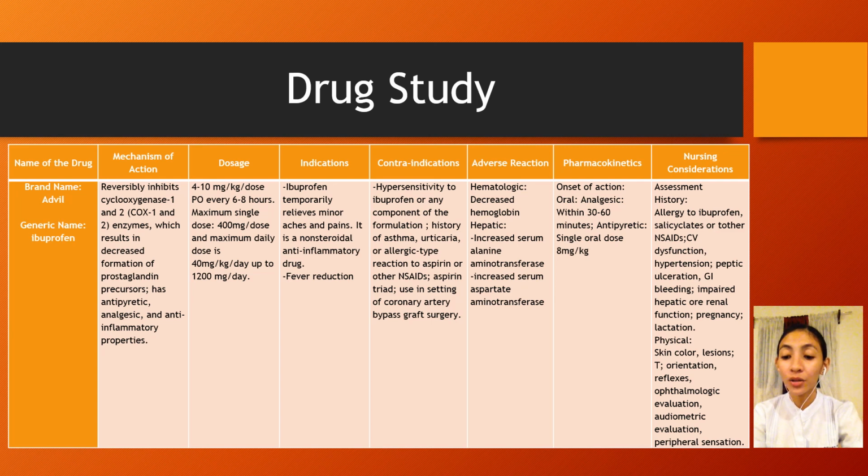The pharmacokinetics: onset of action oral, analgesic within 30 to 60 minutes, antipyretic single oral dose 8 mg per kilogram. Nursing considerations: assessment, history, allergy to ibuprofen, salicylates or other non-steroidal anti-inflammatory drug, CV dysfunction, hypertension, peptic ulceration, gastrointestinal bleeding, impaired hepatic or renal function. And for the physical: skin color, lesions, orientation, reflexes, ophthalmologic evaluation, audiometric evaluation, peripheral sensation.